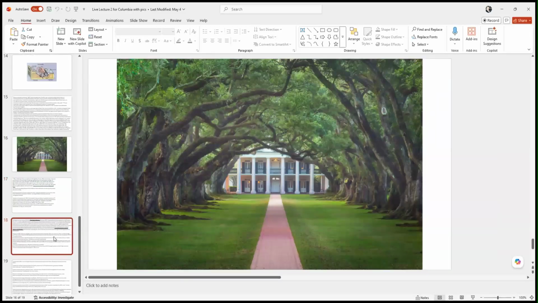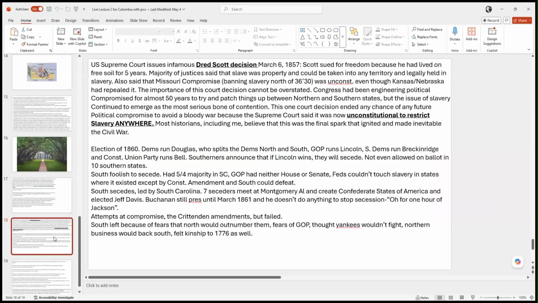And then we get to this fateful Supreme Court decision in 1857. It's called the Dred Scott decision. This is one of the topics you can choose to write on for your Unit 7 paper.